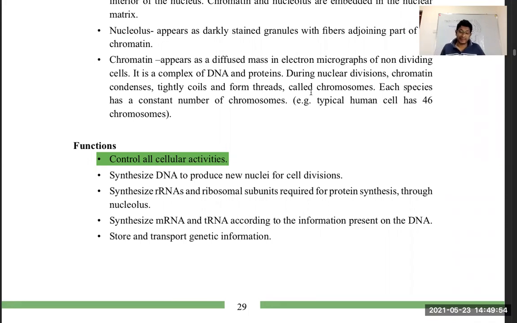Fourth one, synthesize mRNA according to the instructions provided by the DNA.